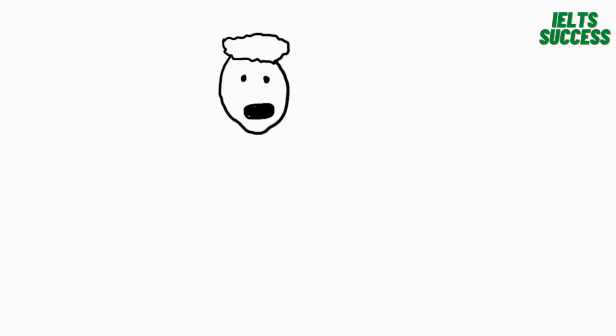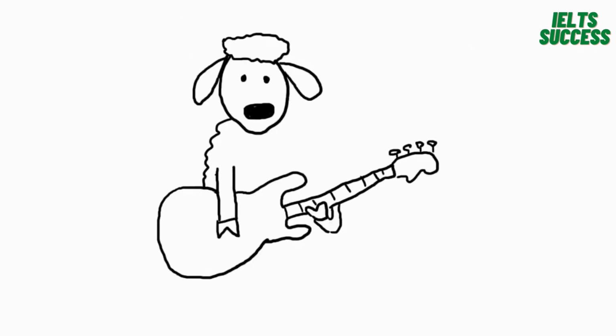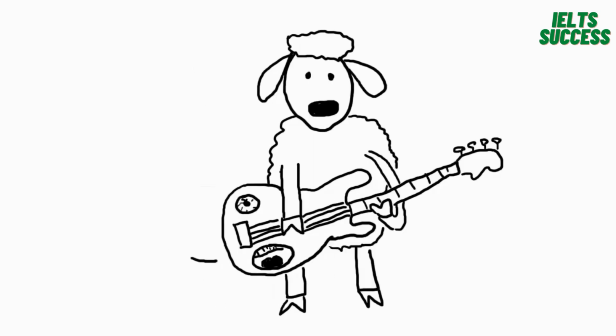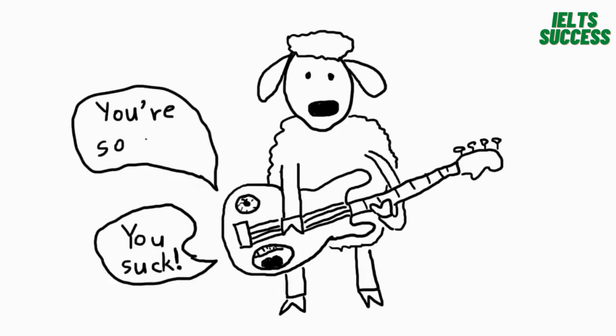So we can imagine a lamb playing the bass, but unfortunately, the lamb is really terrible at playing the bass. So the bass gets angry and starts criticizing the lamb. The bass is lambasting the lamb.